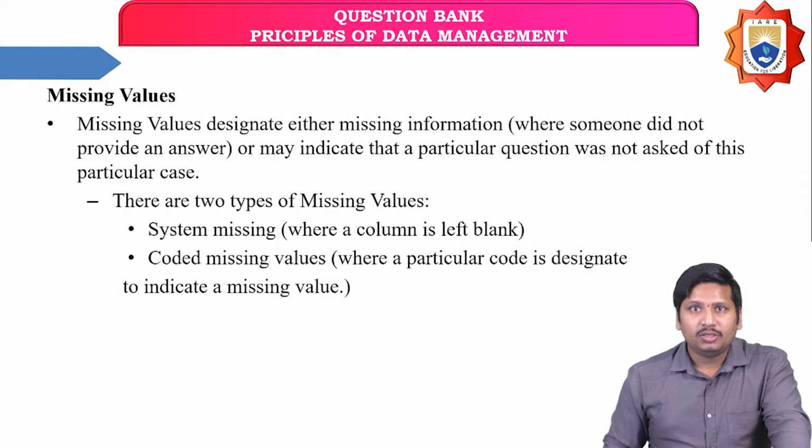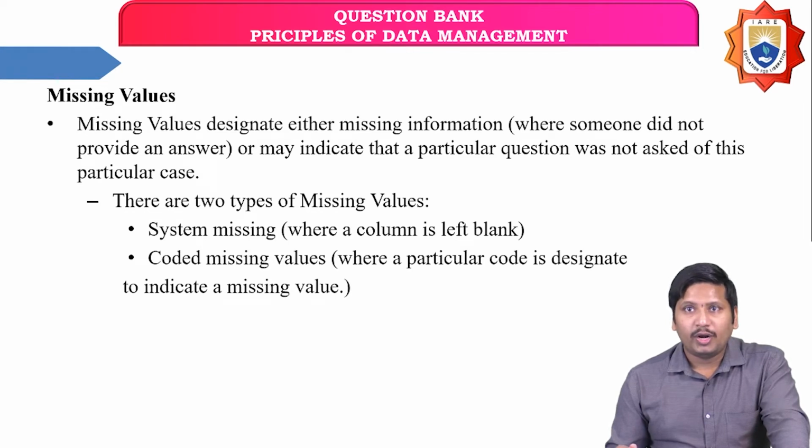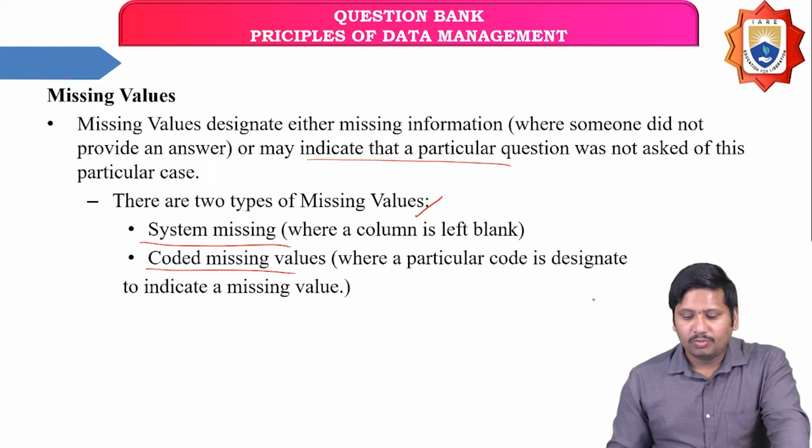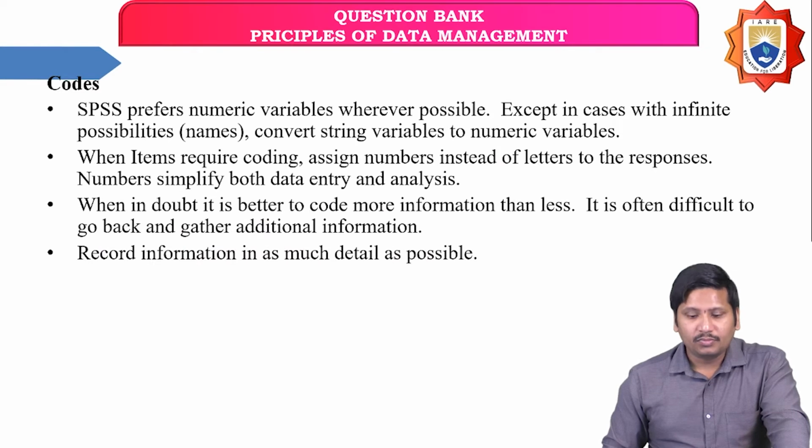And missing values. The missing values can designate missing information, where someone does not provide an answer, or they may indicate that the particular question was not asked for the particular case. At that time, we have to see the different types of missing values. The first is system missing, and the second is coded missing values.